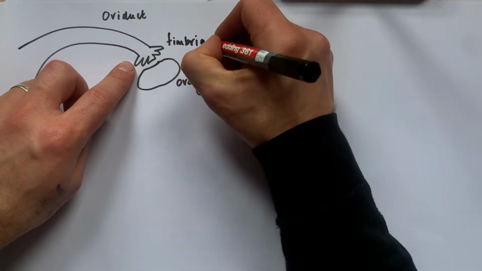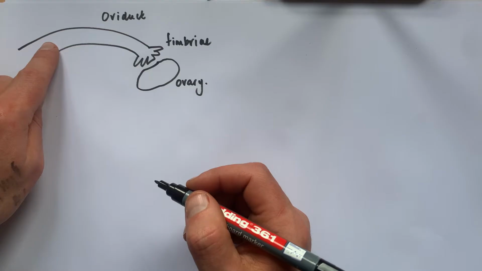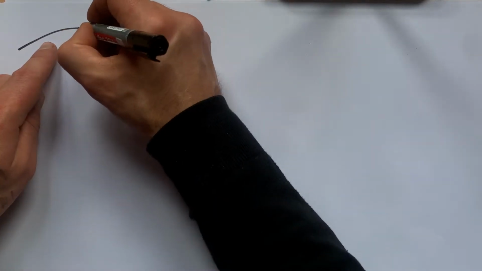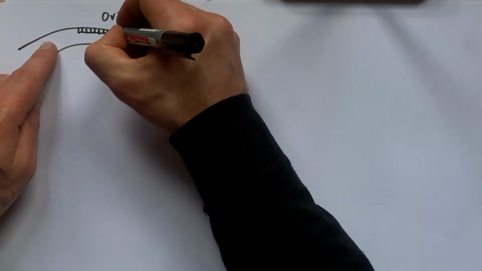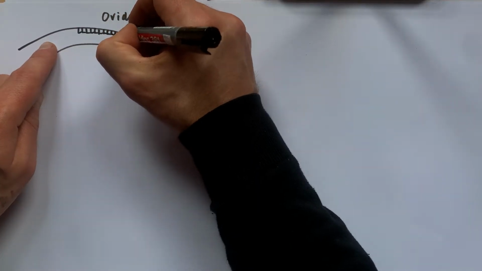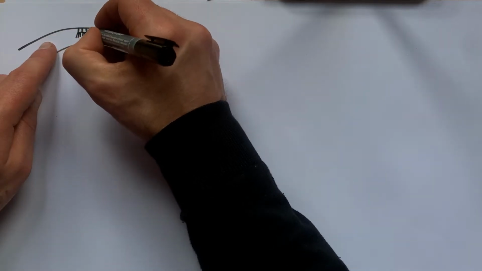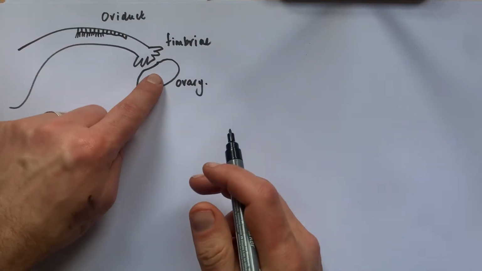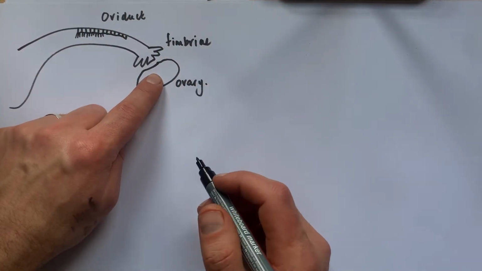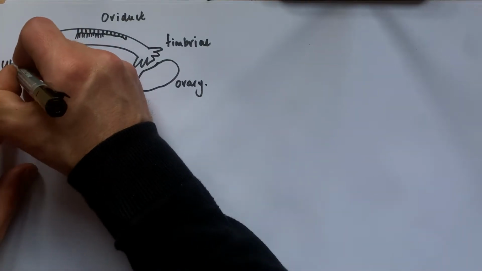So when the secondary oocyte is released at ovulation, it's collected by the fimbriae and it allows it to move down the oviduct. Now the lining of the oviduct is a specialized type of epithelium. So epithelium is a lining tissue, and these columnar epithelial cells have cilia, and the first job of the cilia is to waft the secondary oocyte that's been released at ovulation down the oviduct towards the uterus. So this would be the uterus.